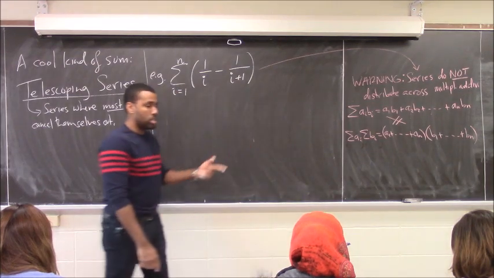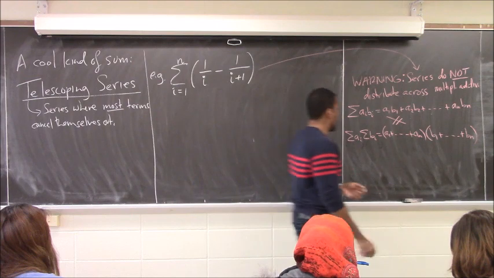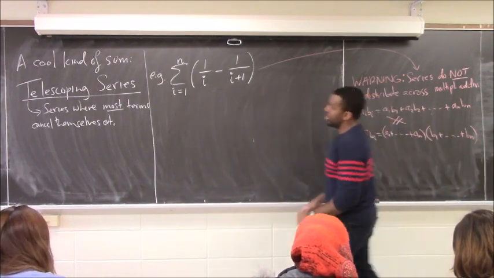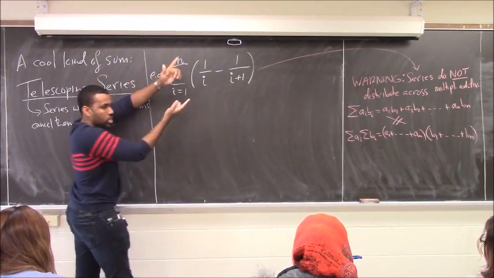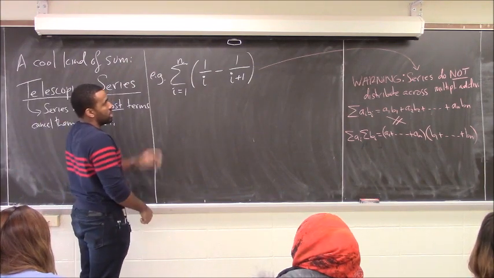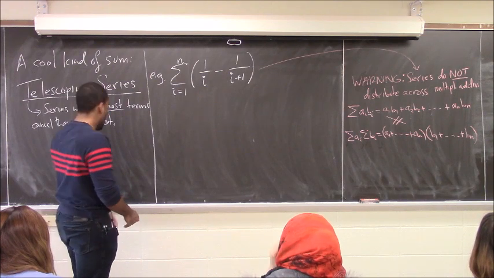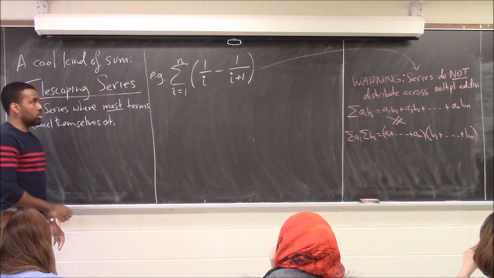You can't actually distribute a sum across multiplication. You can only do it across addition. So if it doesn't work for multiplication, it can't work for division either. And so we can't distribute our series the way that we did before. However, you'll realize that in this case, we actually don't need to be able to do that.